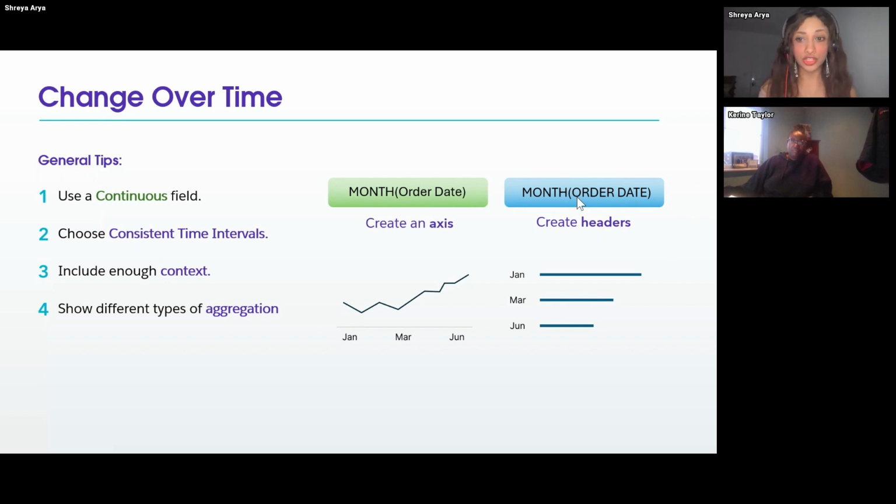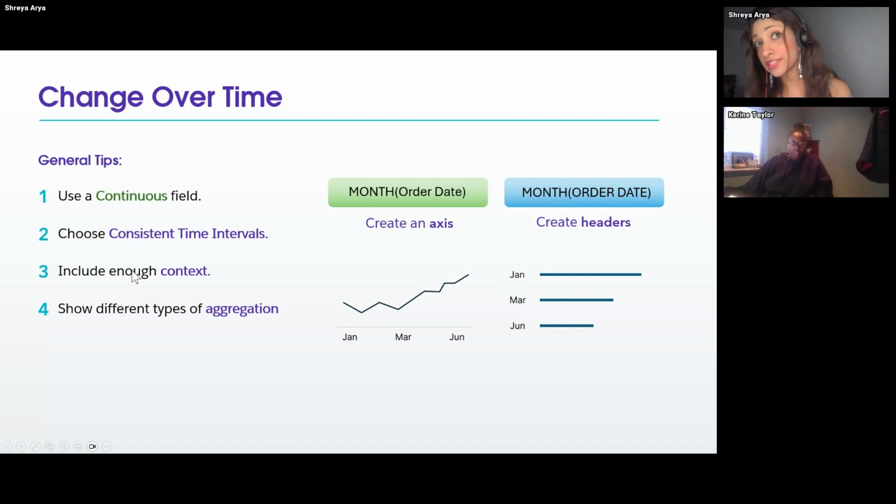In terms of bar charts, if you use a continuous field, you can still change the mark type to bar. However, the way that continuous fields work is the bars would be touching each other. So you'd create more of a histogram rather than a separated bar chart, whereas the discrete creates the headers, so they're all individual marks.